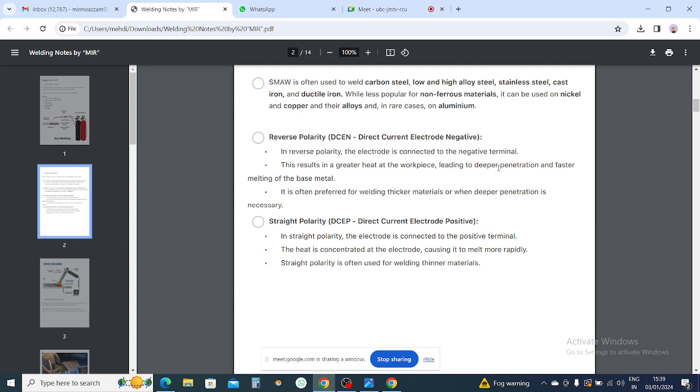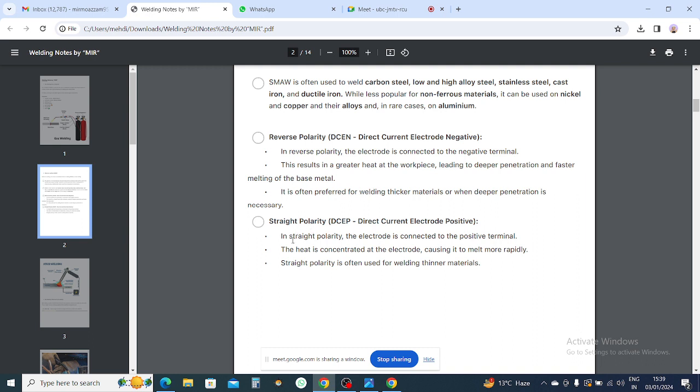Whenever we need deep penetration, we use reverse polarity, which gives faster melting of base metals. That's why we use reverse polarity. Second, it is often preferred for welding thicker materials, or when deeper penetration is necessary. So these are two important reasons why we use reverse polarity. We can change it according to our requirement.